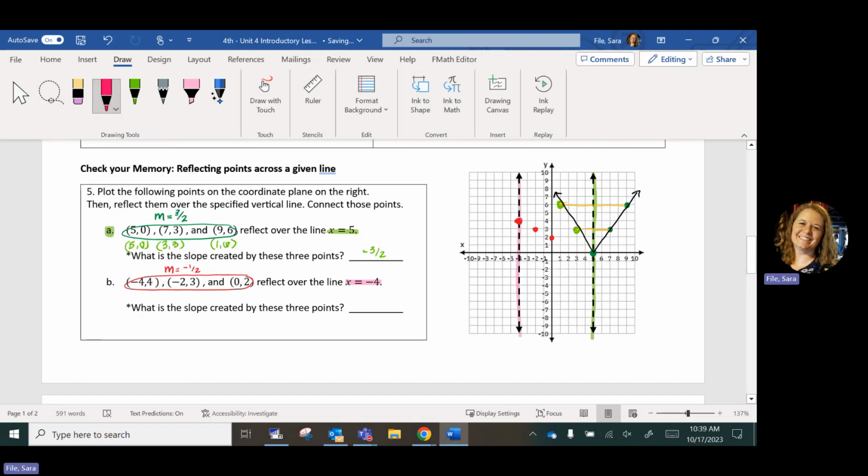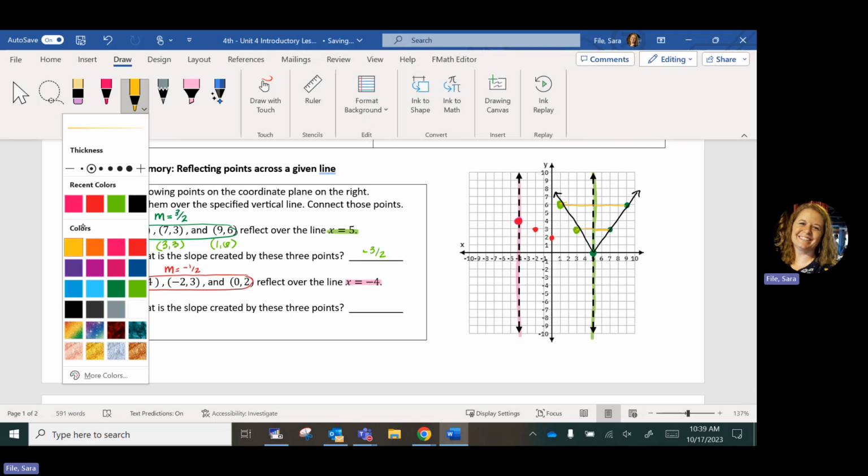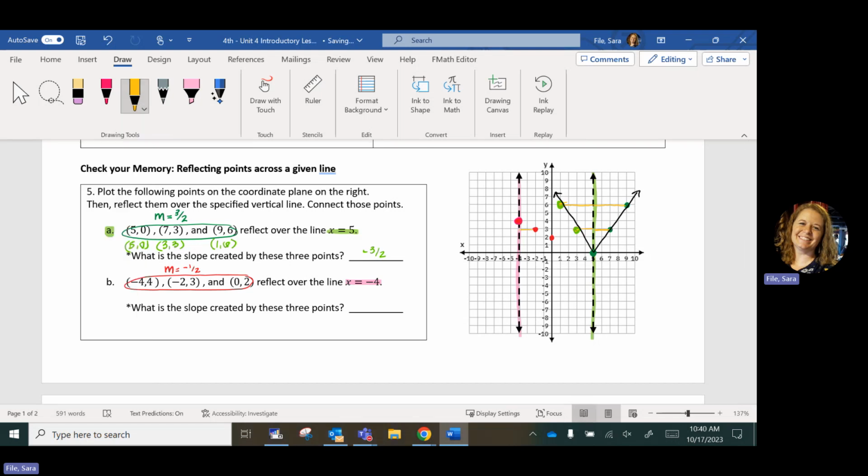Okay, now I'm going to reflect those points. So the one that's on the axis of symmetry obviously does not reflect over. But how far away is this next point from that axis of symmetry? It's 2 units to the right, so I want to go 2 units to the left of that to get the reflection. And that next one is 4 units, so I want to go 4 to the left to get that reflection. So here are the reflected points over here.